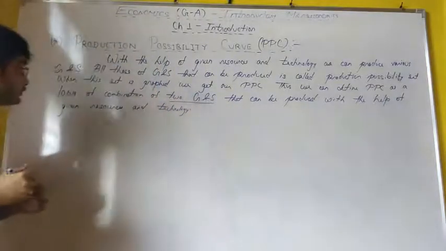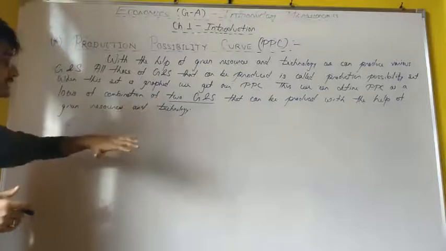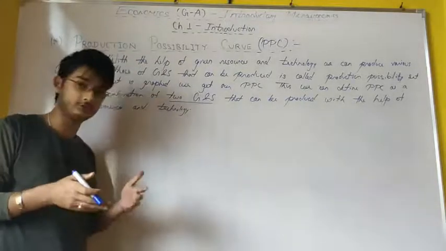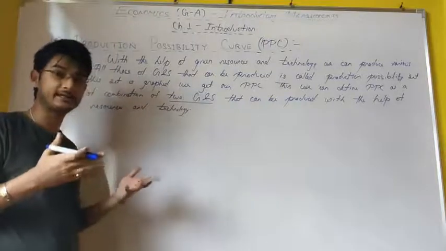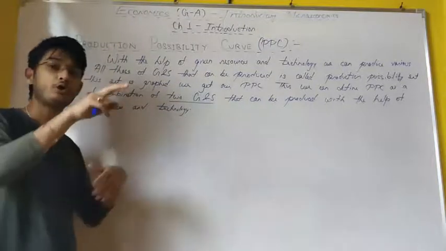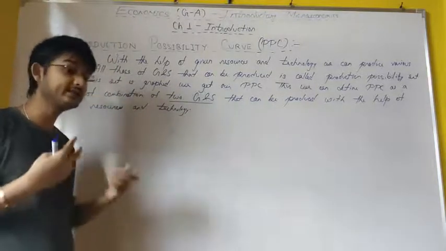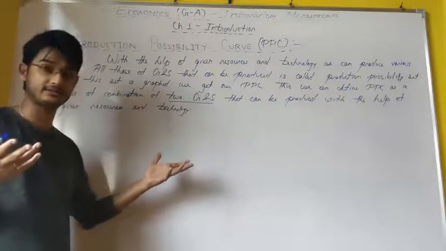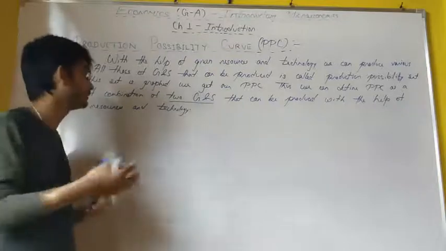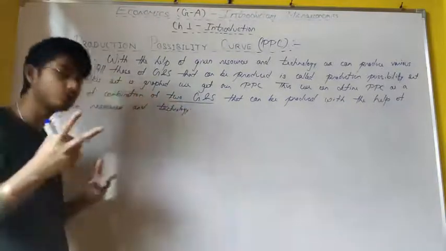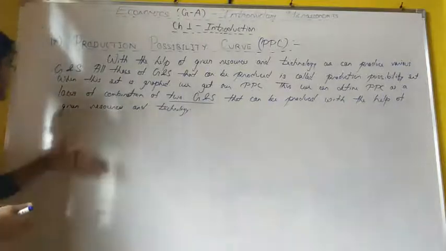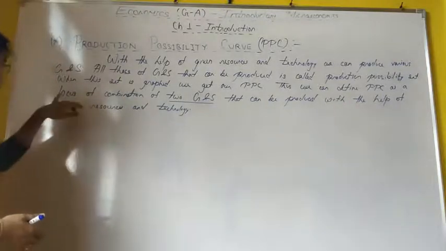Why have I written two goods and services? The logic is that PPC is a curve, and a curve is drawn on a graph, and a graph is drawn with the help of two axes. In these two axes we cannot take thousands of items, we need to take two items. Hence, two goods and services that can be produced with the help of given resources.